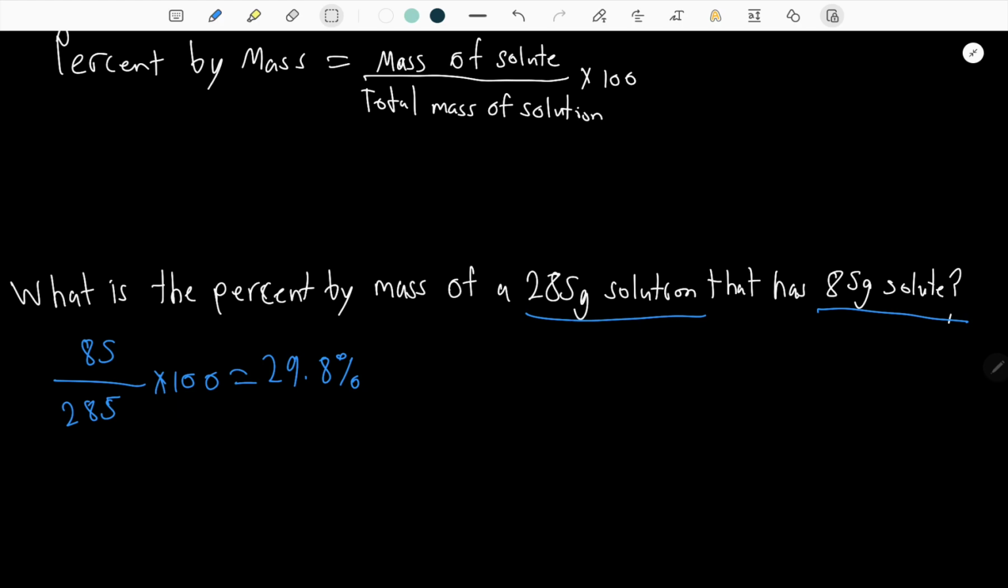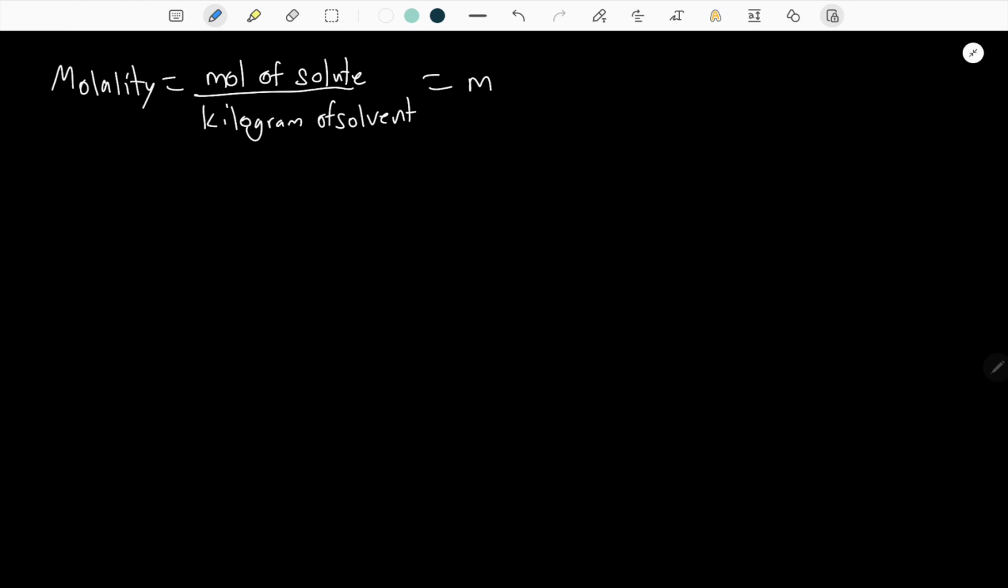Normally, in the exam they might give you another solute as 200. They will say that there are two solutes in a solution, so you just add them up and then you'll find the solution.